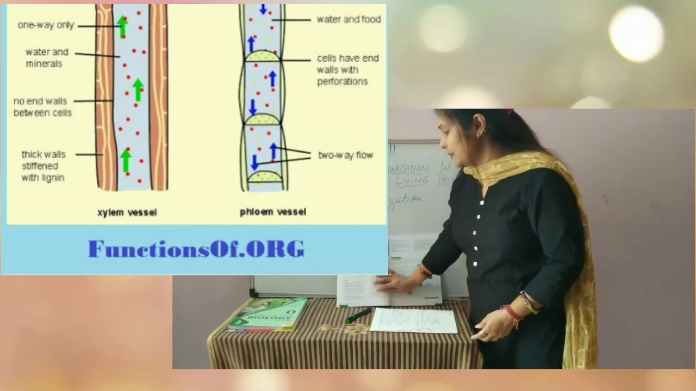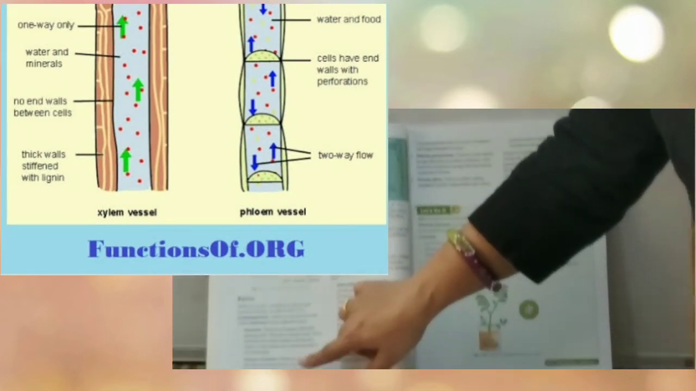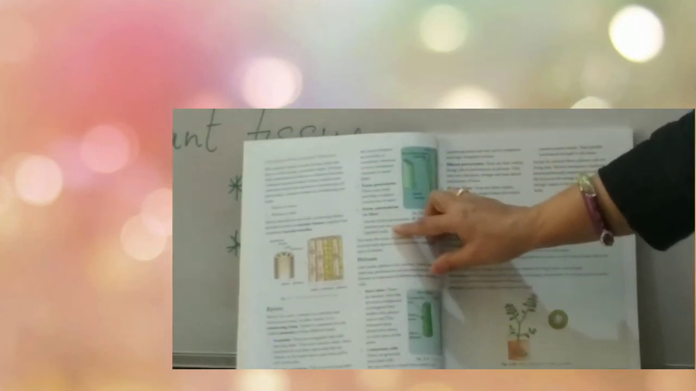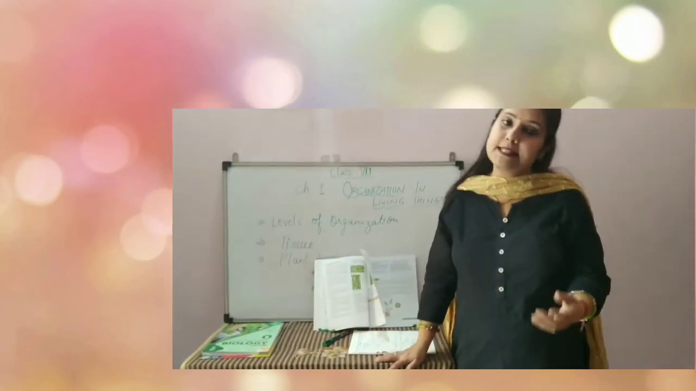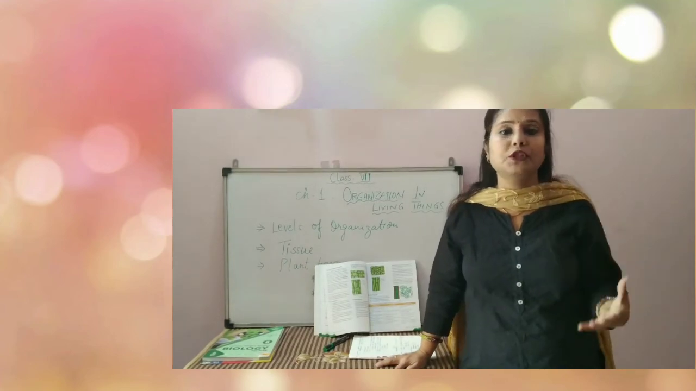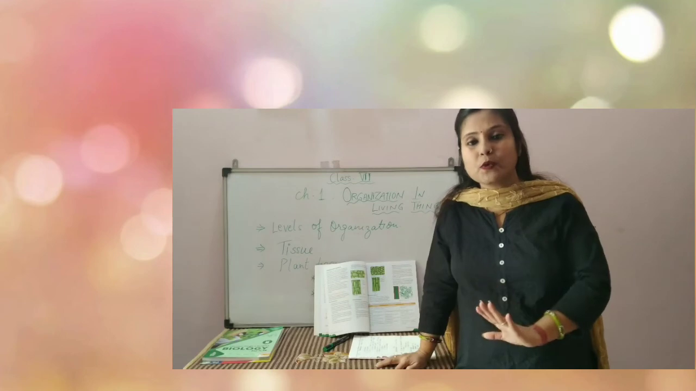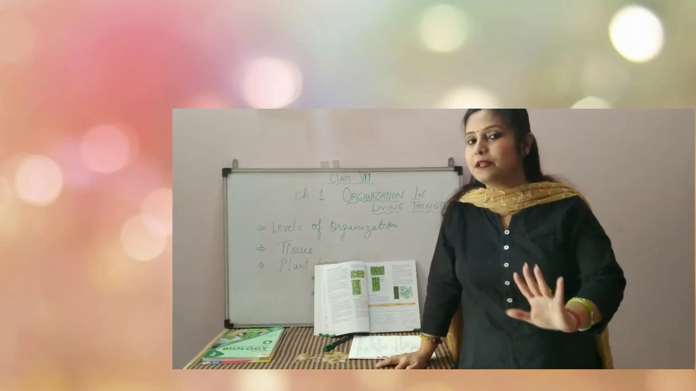Xylem and phloem. Now xylem also has different types of cells: tracheids, vessels, xylem parenchyma, xylem sclerenchyma. Like that, phloem also has different types of cells. These cells work together to form tissue, and different types of tissue form complex tissue. That's why it is known as complex permanent tissue.